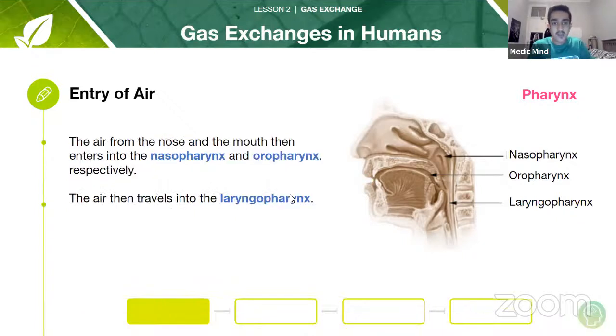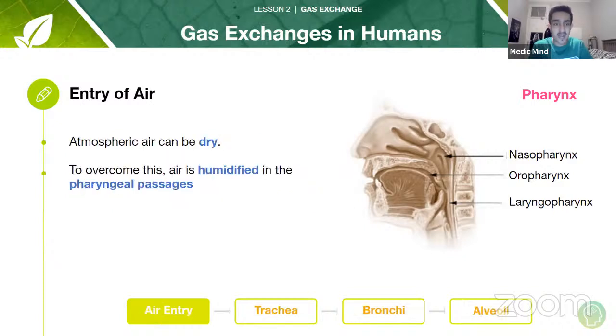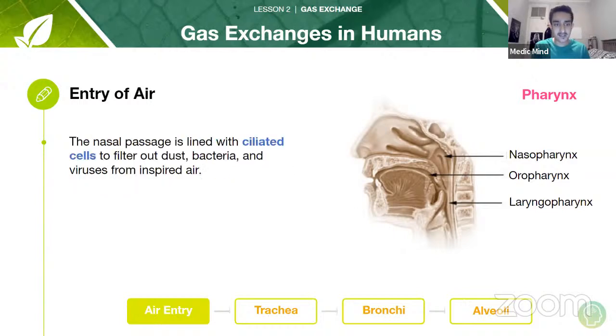So the air goes from the nose and mouth, nasopharynx and oropharynx, and then into your larynx. Atmospheric air can be dry, and to overcome this, air is humidified in the pharyngeal passages.